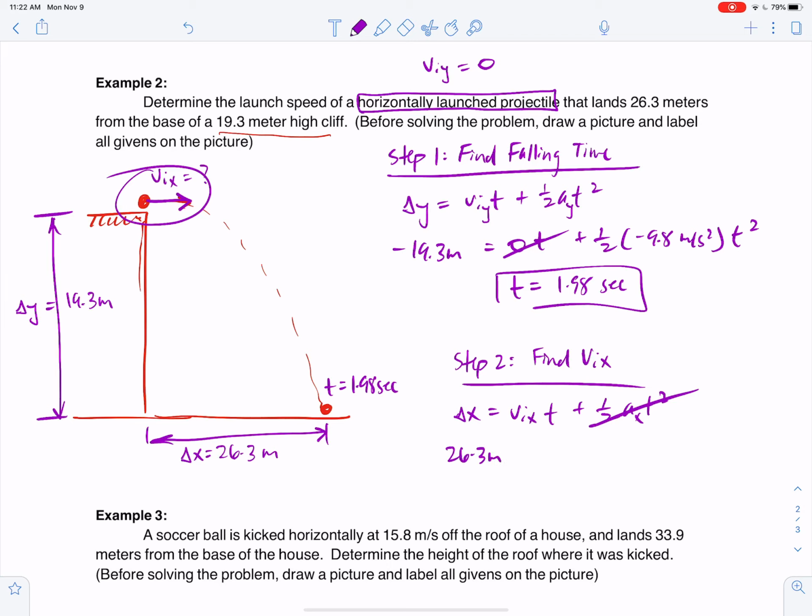26.3 meters is the range. The time is 1.98 seconds. And so it must have been pushed out at 13.28 meters per second when it was launched.